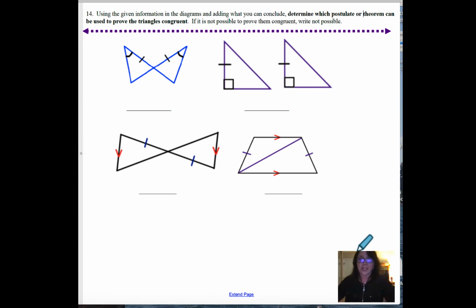For this problem here, they're asking us to determine which postulate or theorem can be used to prove that the triangles are congruent.